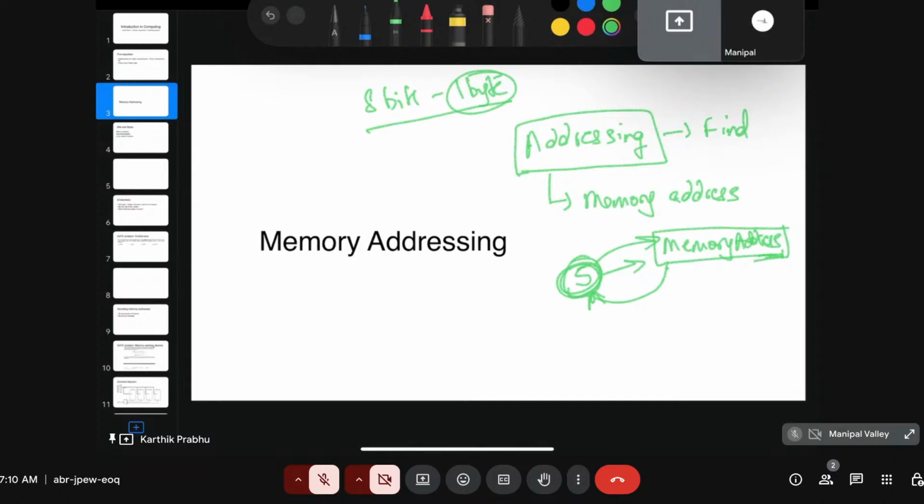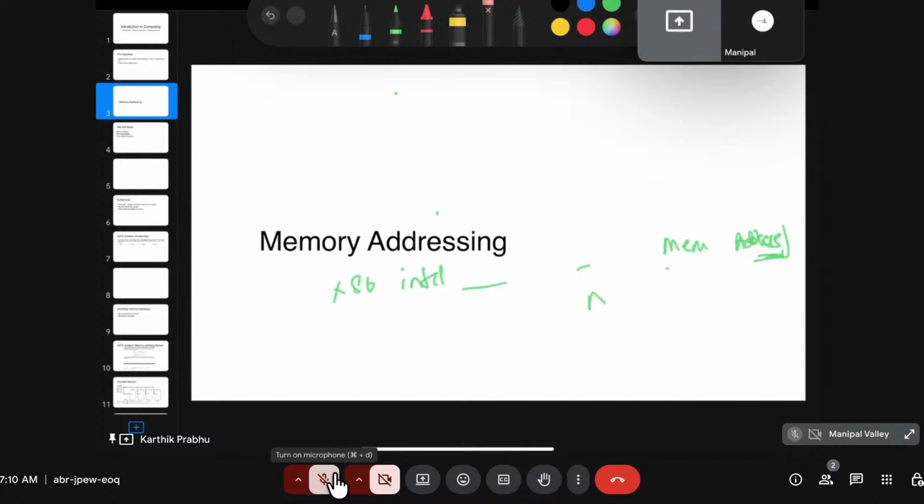But it doesn't need to be a byte. There are some CPUs which are word addressable. A word can be 1 byte, it can be 2 or 4. Mostly it is a power of 2. We do not have 3 byte words. We usually have 1, 2, 4 like that. But modern CPUs like x86 or any Intel CPU which is used in your computers right now will be byte addressable, 1 byte always. So that's the basic understanding of a memory address.